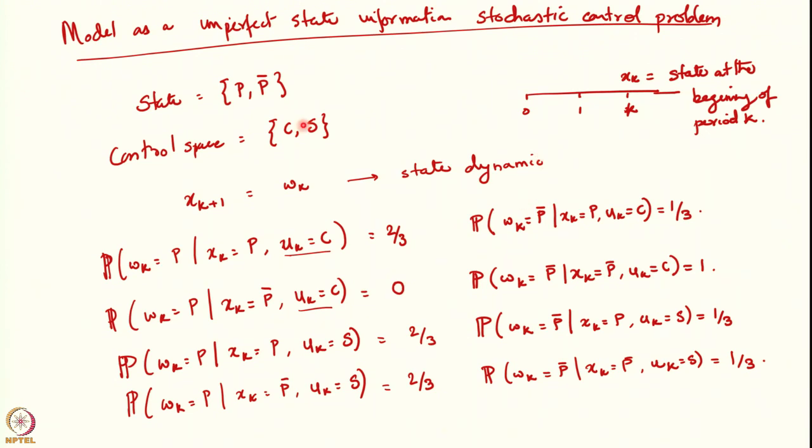We had the option at every time to either continue the operation or to stop and inspect the machine to get the correct state, and if it is broken then return the machine to the good state again. Now these were the probabilities that we calculated for the transition. So x_{k+1}, the state at the next time step, we wrote as a function of w_k, and w_k is given by this particular probability distribution here. You can go back to the previous lecture to see how we calculated that.